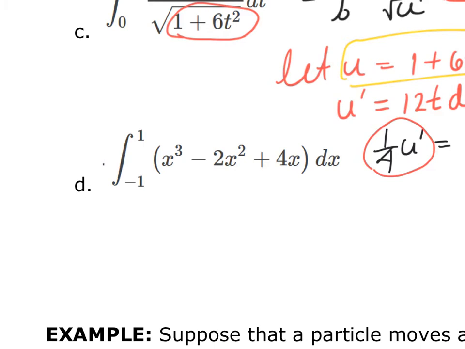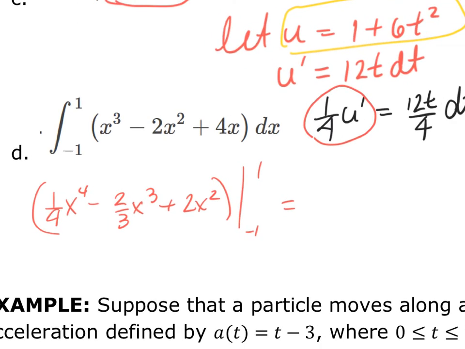Do I expect a numeric value or a plus C? Then do D. Straightforward, no u substitution. Now give me the integration. When you integrate it, what'd you get? 1/4 x to the 4th minus 2/3 x cubed plus 2x squared. Y'all agree? From negative 1 to 1, what is your final answer? Negative 4/3.